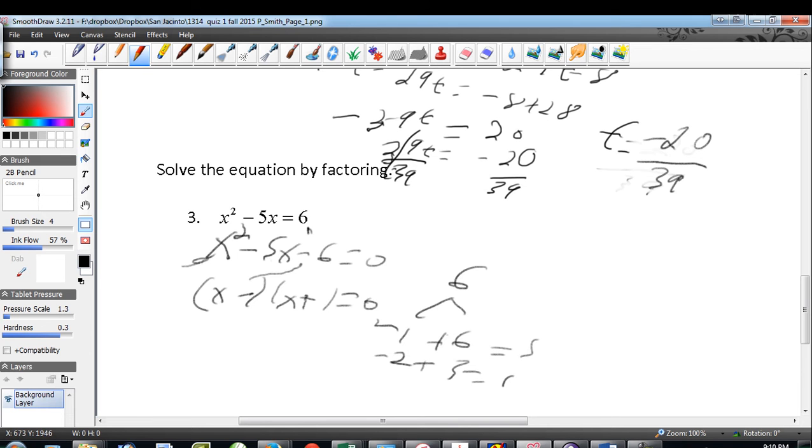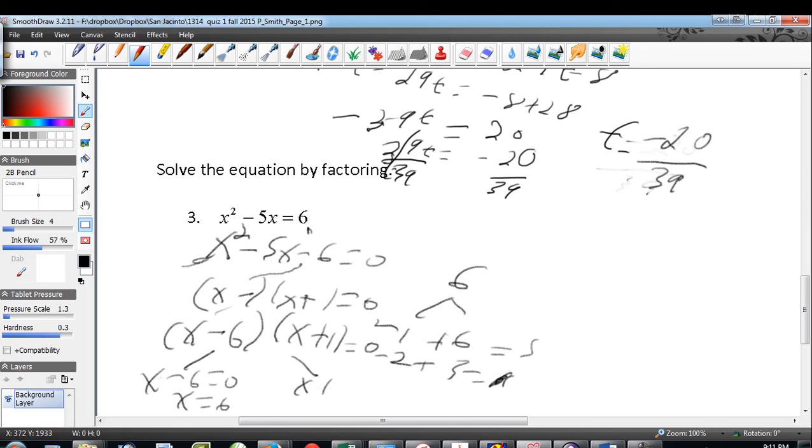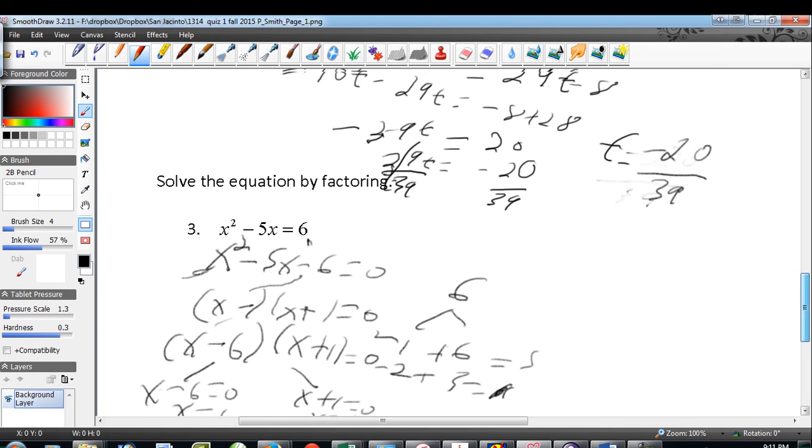You're trying to get a negative 5. So we're going to switch these two values. That becomes minus 6. That becomes plus 1 equals 0. Set them both equal to 0. That gives me x minus 6 equals 0. So x equals 6. X plus 1 equals 0. So x equals minus 1. That's your two solutions. You gotta go practice factoring.